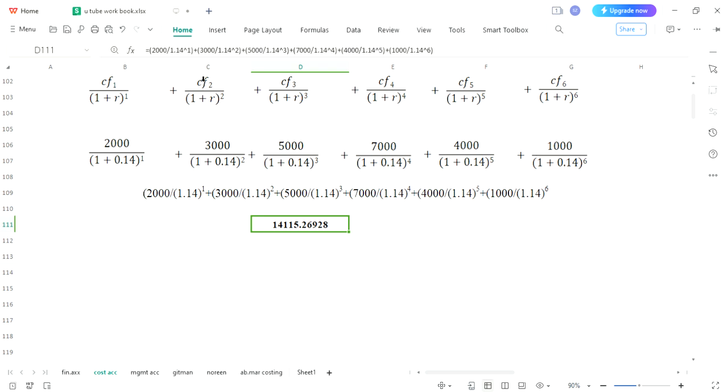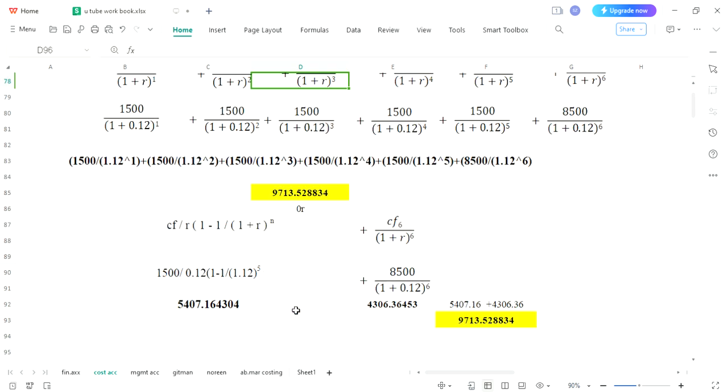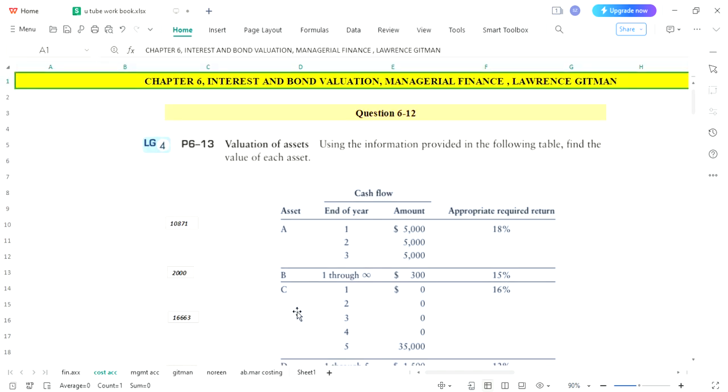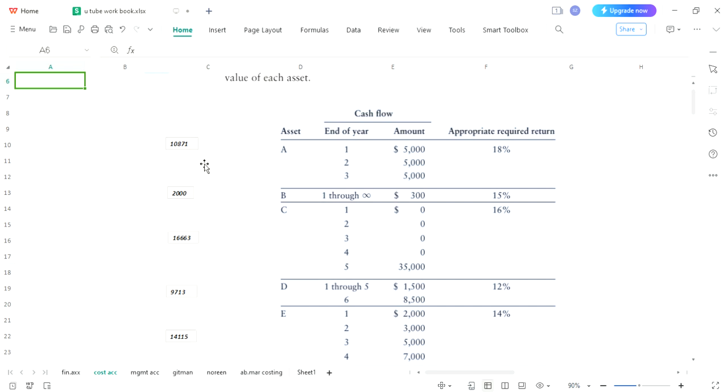So these were part number E. We have completed A, B, C, D, E. 5 parts were present in this question. Here it is E part. Answer is 14,115, and this answer was matched as well. 5 parts, and in this way your question has been completed. All answers were matched as well.